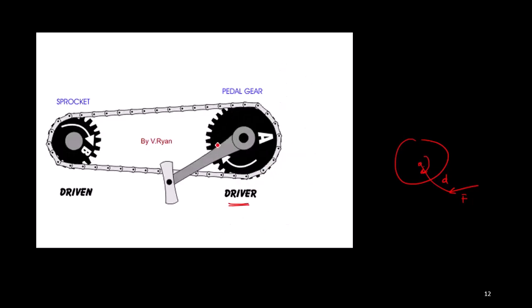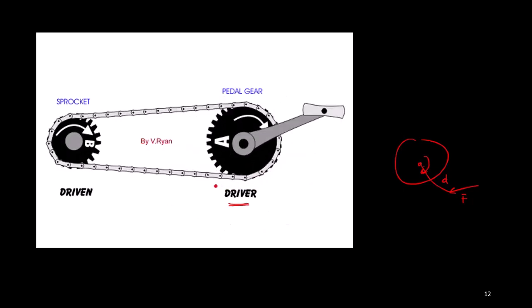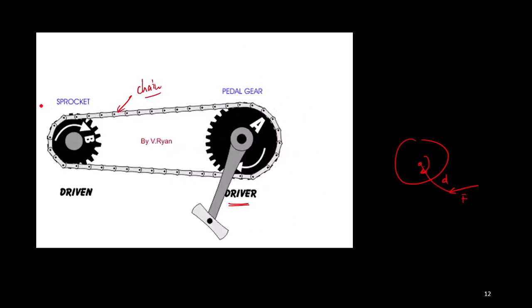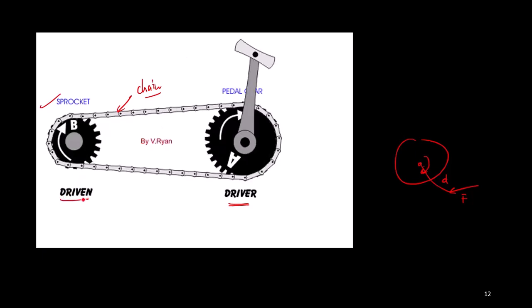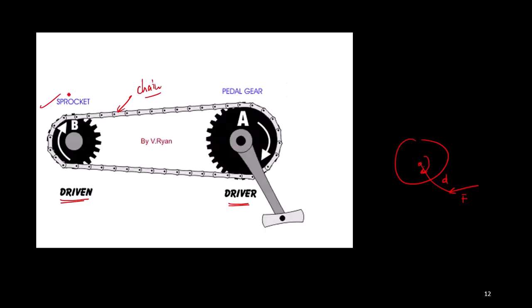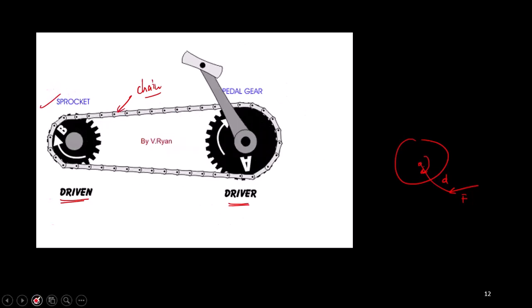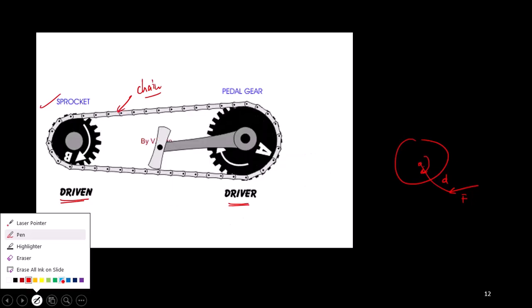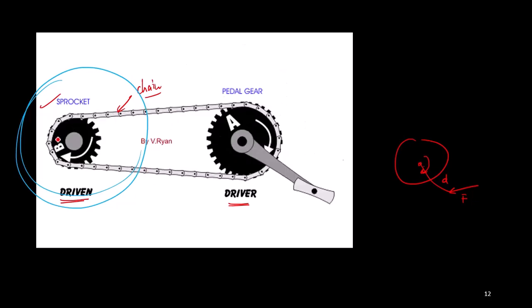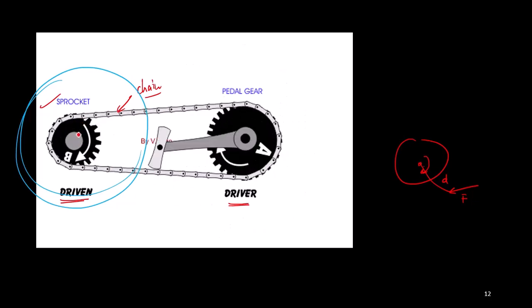Once the driver wheel starts to rotate, with the chain mechanism I am connecting another wheel that is called the sprocket, the driven wheel. The driven wheel is rotating because of this driver, and with the driven wheel, the rear wheel is connected. If you view the cycle, the rear wheel is connected to the driven wheel. So the rear wheel is being driven by this sprocket.